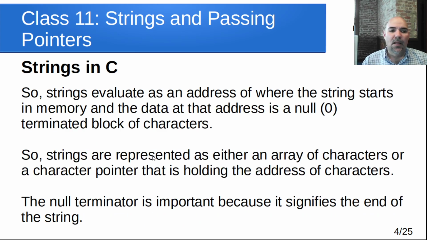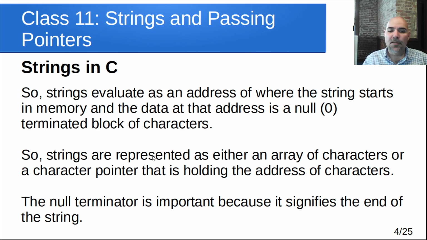Now, the strings evaluate as an address of where the string starts in memory, and the string is implicitly terminated by that null character. In other words, C doesn't really know how long the string is. It just says, here's where it starts, and print it out, or process it, until you get up to that null. And so to store that, though, we need something that can store an address of character data. So there are two options for that.